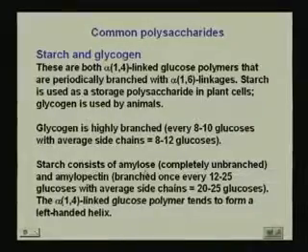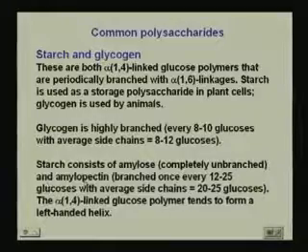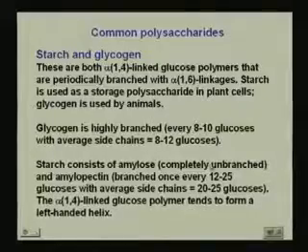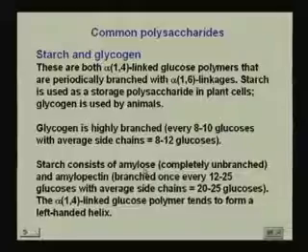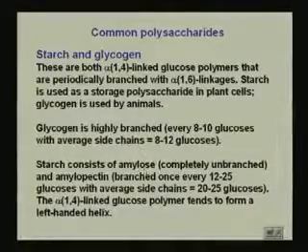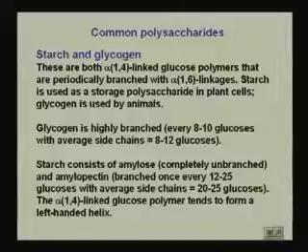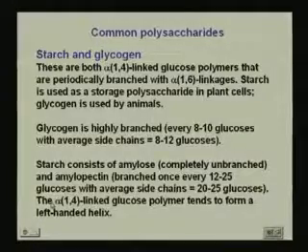Starch consists of amylose, that is completely unbranched, and amylopectin, branched once every 12 to 25 glucoses. So, an unbranched polysaccharide, a homopolysaccharide. Why? Because it has the same units. An example of an unbranched homopolysaccharide is amylose. And these are examples of branched ones.